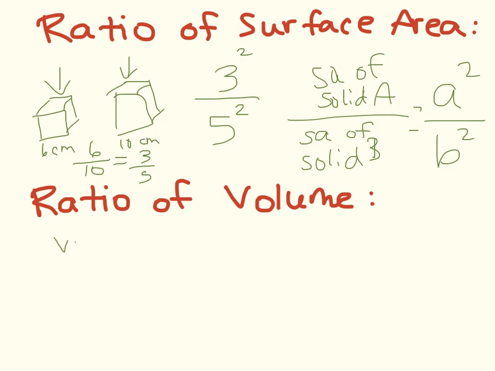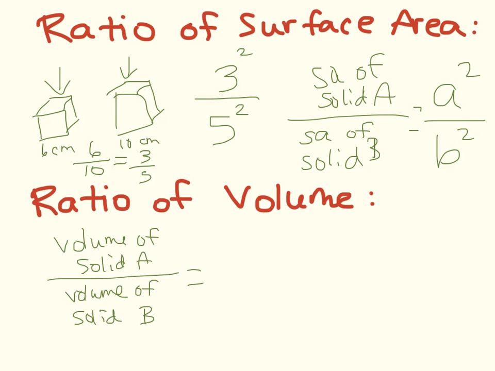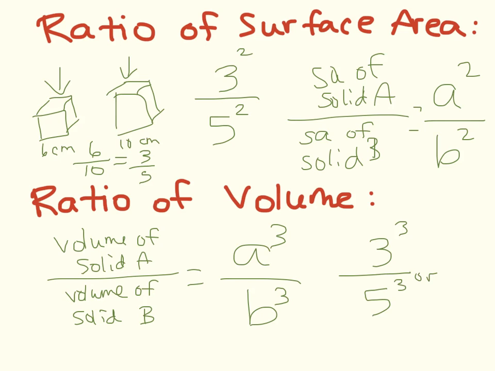And then the volume of solid A over the volume of solid B is going to be a cubed over b cubed. So for example, if I looked back at my other cubes, the scale factor would be 3 cubed over 5 cubed, or 27 over 125, which would be how I could set up a proportion to find one of their volumes if I knew the other one.